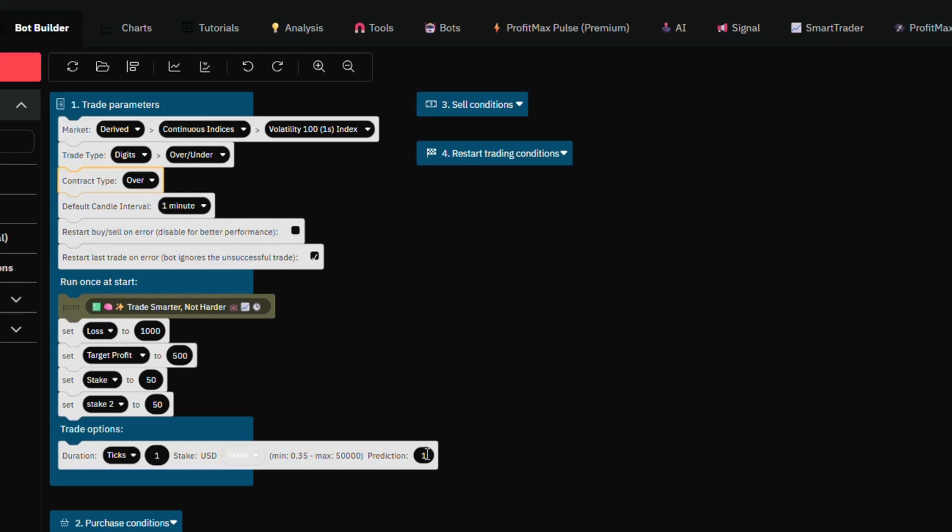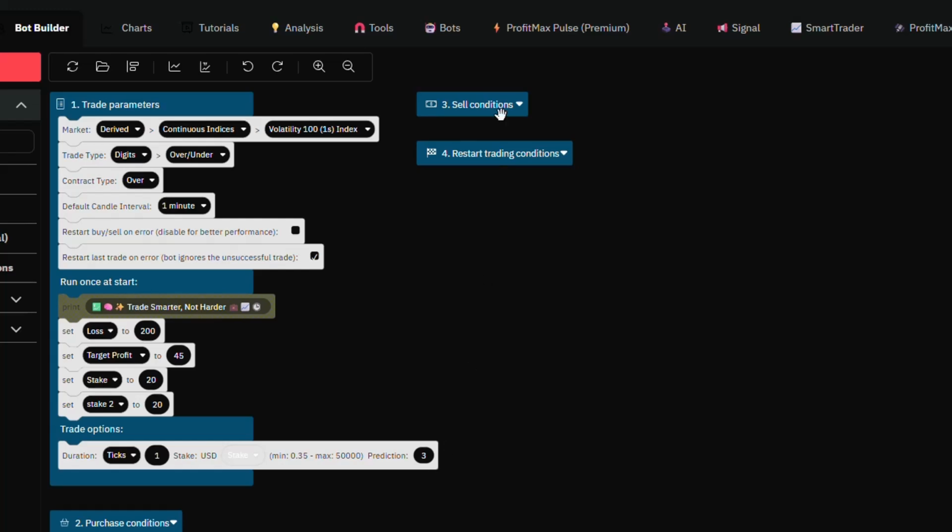Let's try and capture over 3. You can see on prediction, I've already indicated 3. And then let's take $20. Over 3 is not like even, odd, or rise and fall. The profits are not that high. So let's try and only make $45, and then have our stop loss at $200.